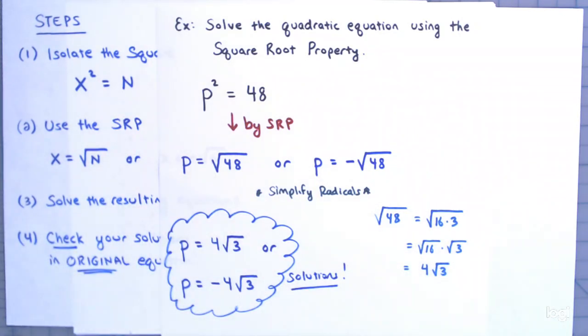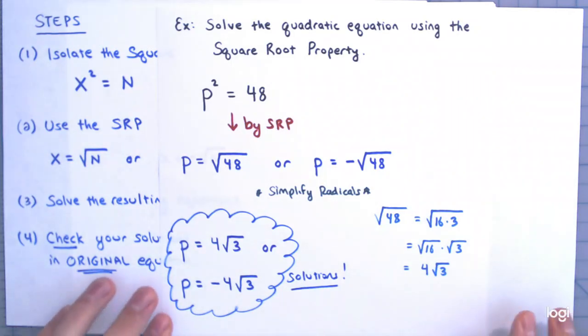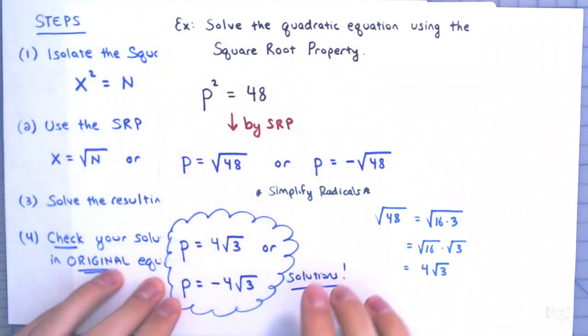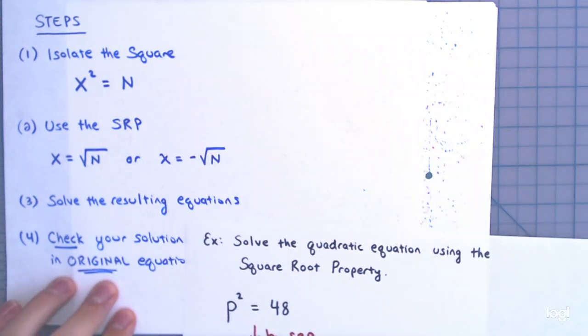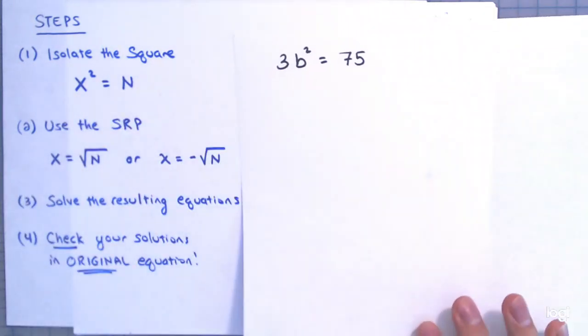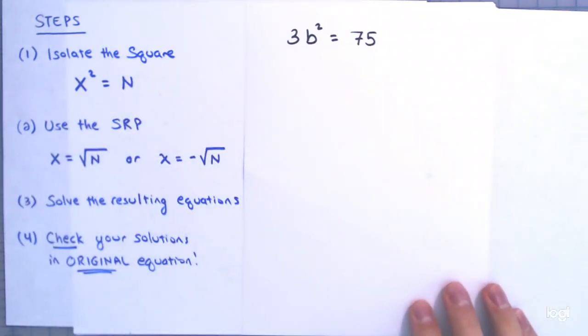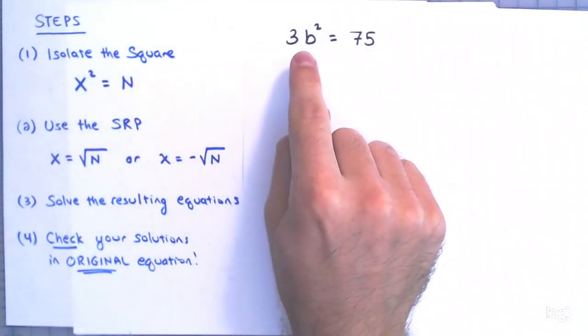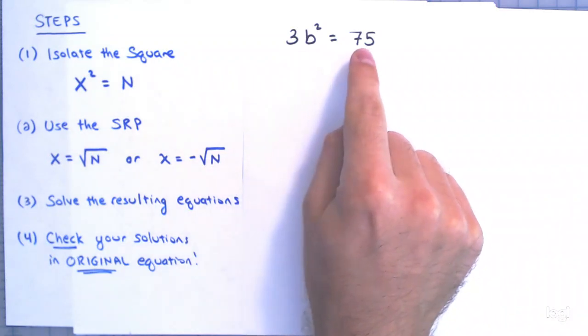Wonderful. Okay. The next example. All right, same thing. I'm asked to do the same instruction. Solve the quadratic equation using the square root property. And again, I'll keep the steps up. So my next equation is this one here. I have 3 times b squared equals 75.